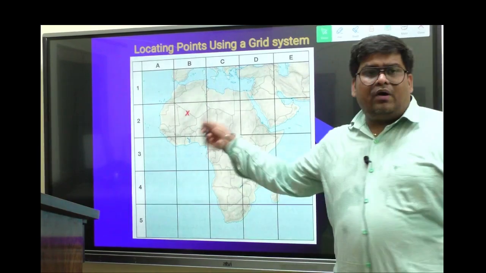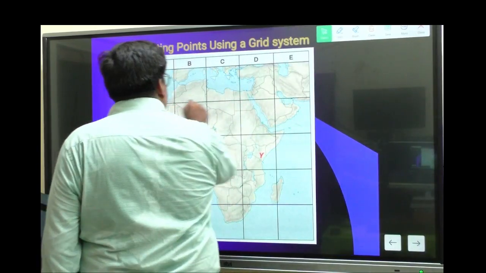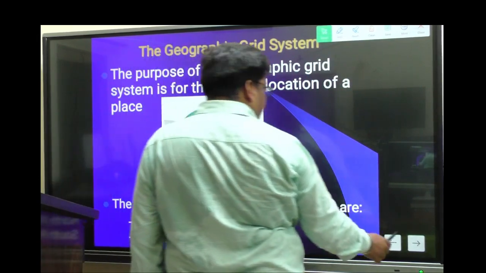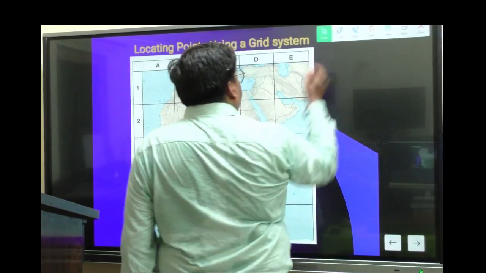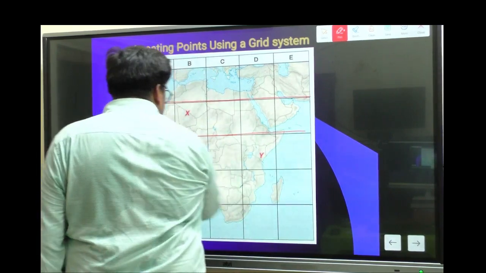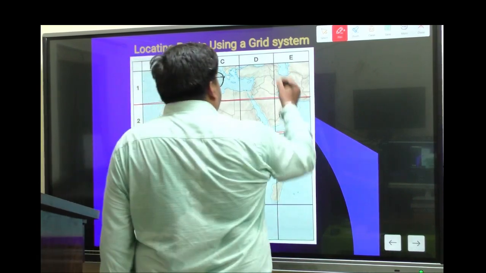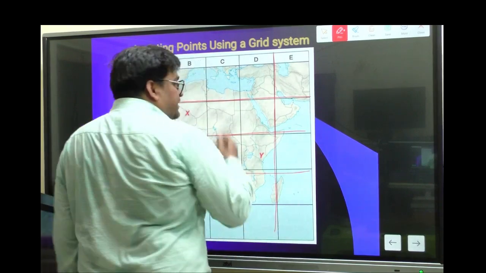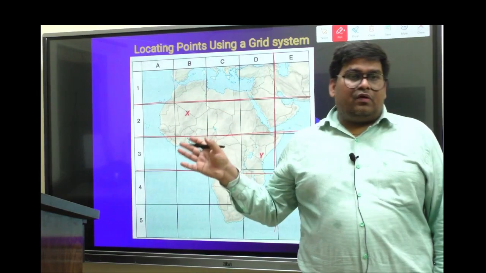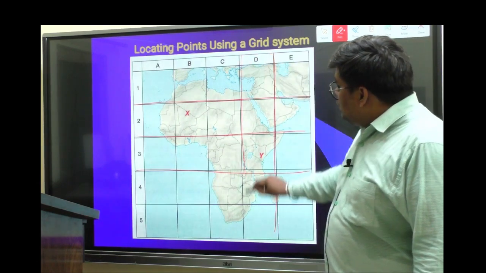Now this is what I have drawn, the parallels of latitude. You see here, they are the parallels of latitude. What I have drawn here, the parallels of latitude, is to find the exact location of a place on this map. Since it is a 2D picture, we have just drawn a 2D diagram here to depict the exact location of that place.